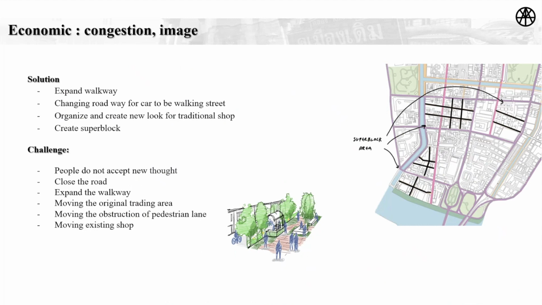And next is a solution to this problem. The solution is that we could make a super block in this area, which has high density, and maybe expand the walkway and change the roadway for cars into a walking street, to be safer and more convenient for people to come and shop, and organize and create a new look for the traditional shops. The challenge is that people may not accept the new idea and the closing of the road. We have to expand the walkway, move the original trading area, remove obstructions from the pedestrian lane, and move existing shops.